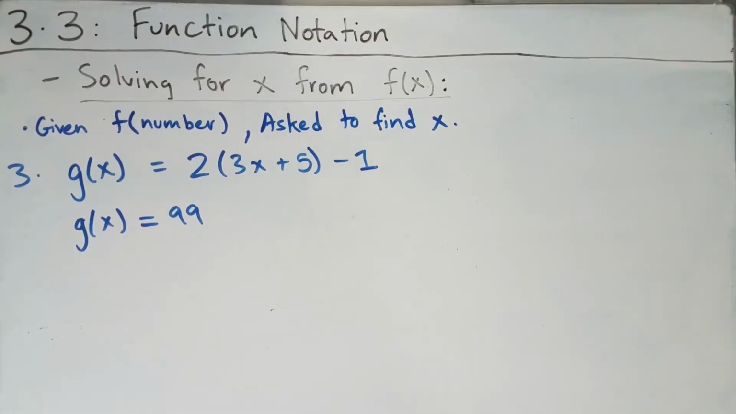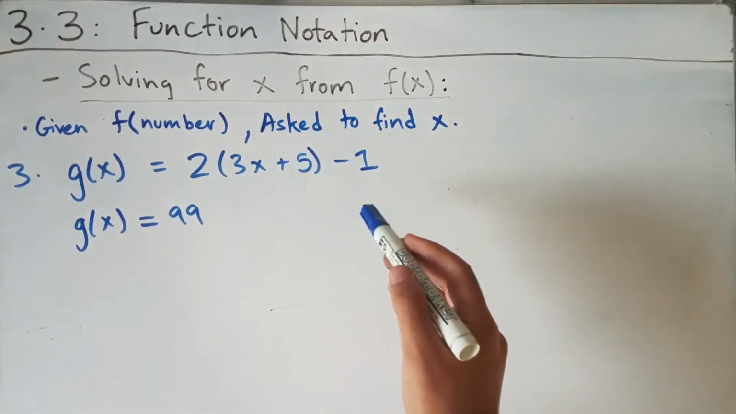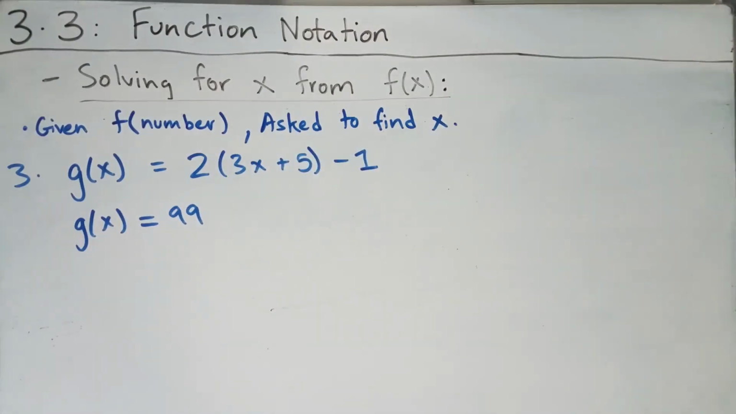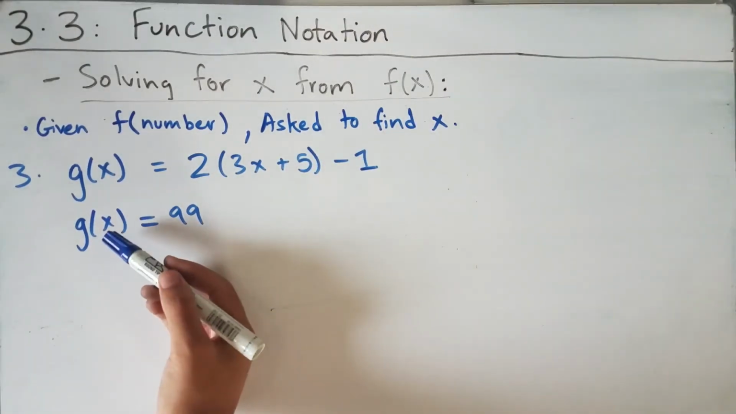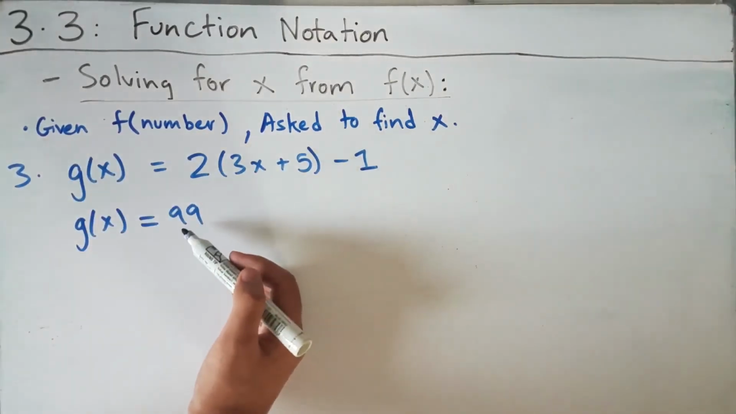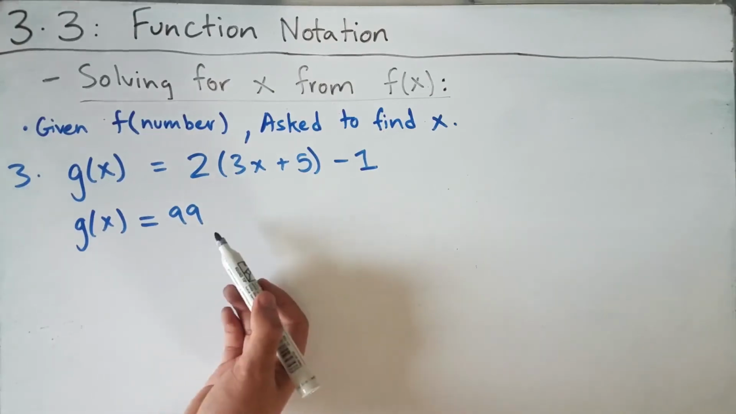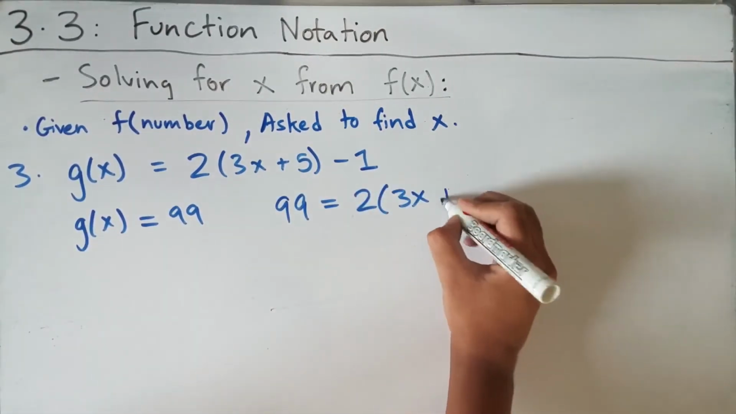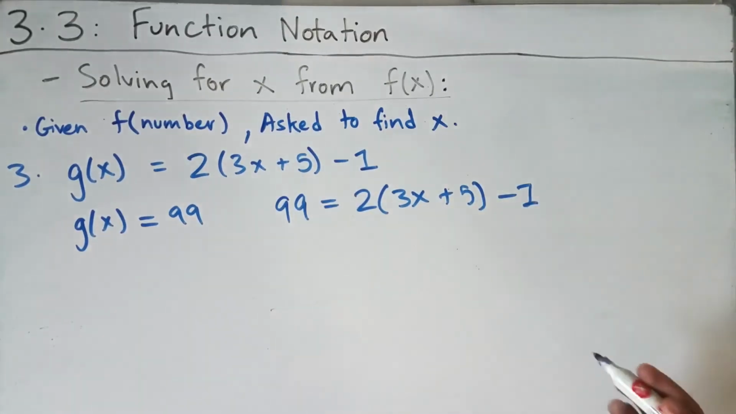We're given that g of x equals 2 times (3x + 5) in the distributive form, minus 1. So we know that g of x equals 99 for some value of x, and we don't know what that value is. So I can set g of x equal to 99, as g of x is given as 99. So 99 would equal 2 times (3x + 5) minus 1.